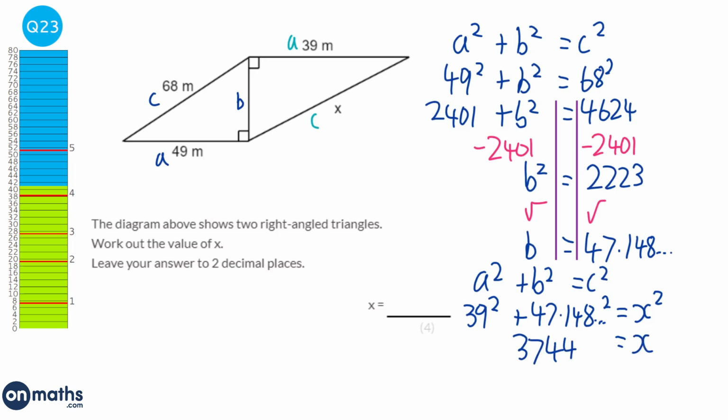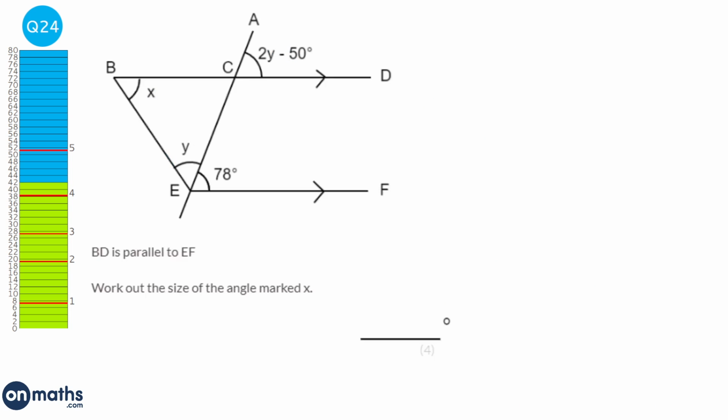equal to x squared, and we'll just get our lines in because we need to square root both sides, and we get 61.188, and so on, is equal to x. It says it wants it to two decimal places, so that will be 61.19.